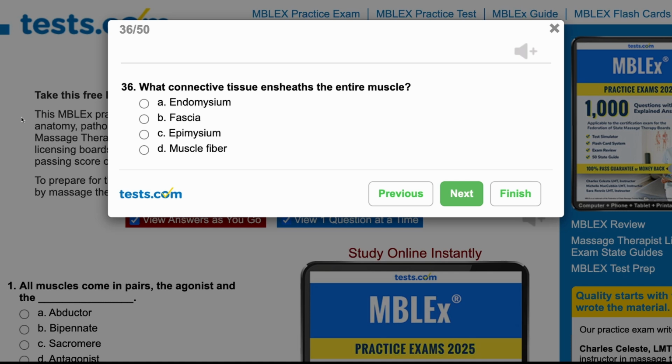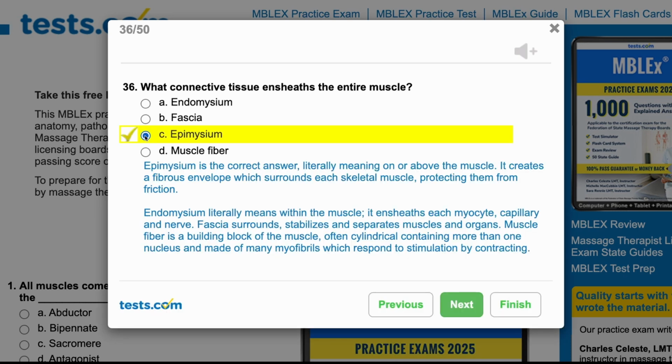Question 36. What connective tissue ensheathes the entire muscle? A. Endomysium. B. Fascia. C. Epimysium. D. Muscle fiber. C. Epimysium is the correct answer, literally meaning on or above the muscle. It creates a fibrous envelope which surrounds each skeletal muscle, protecting them from friction.